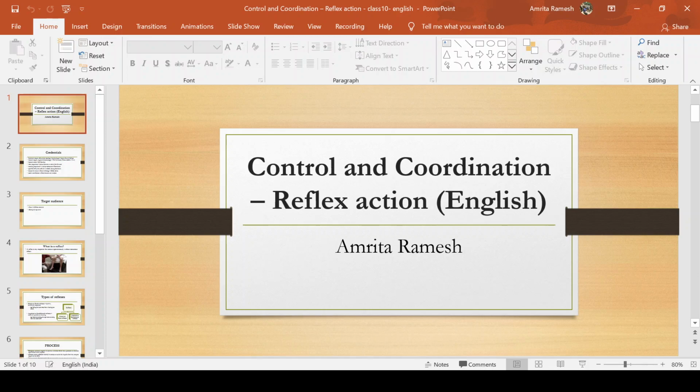And in this video lecture, we'll be discussing reflex action. This is the continuation of the previous video. Last video, we discussed the structure of a neuron. This video will be dealing with reflex action.